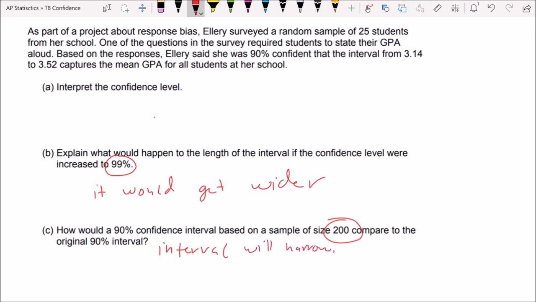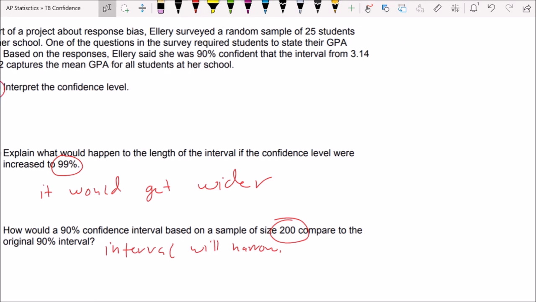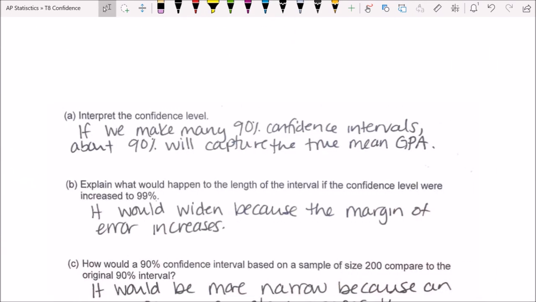Okay, and rather than having you watch me write this whole answer out for A, let's just go look for it over here. Okay, and there it is. If we make many 90% confidence intervals, about 90% will capture the true mean. This actually is not a great response. It's if we take many samples and construct 90% confidence intervals for each one, about 90% will capture the true mean. You're not just making them. So if we make 90% confidence intervals from many samples, that's how I can salvage this answer. It says from a curriculum place I got this. Okay, so now that's an acceptable answer.